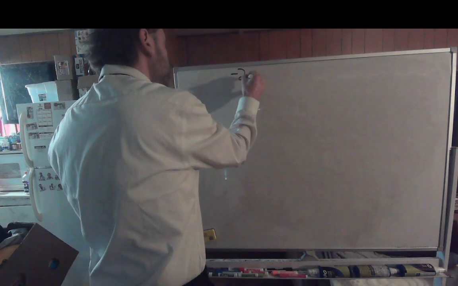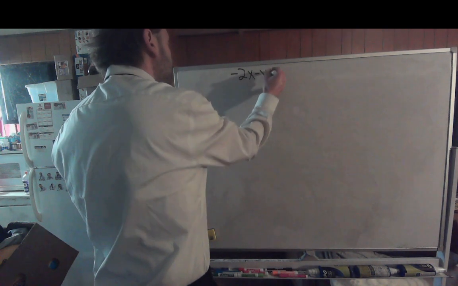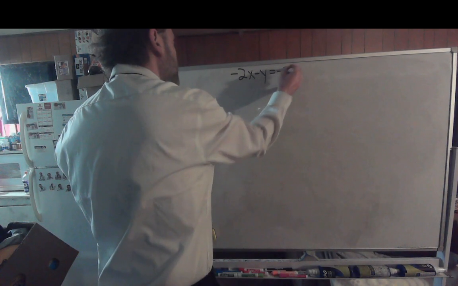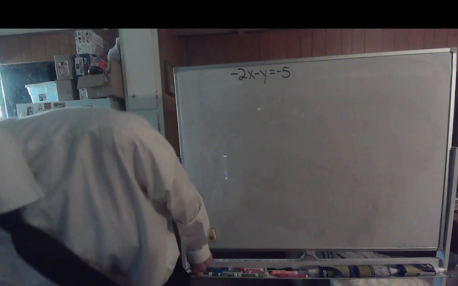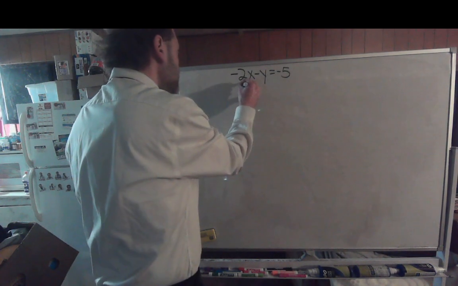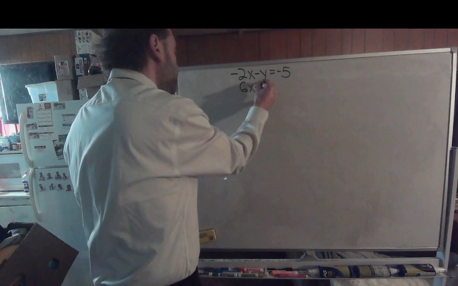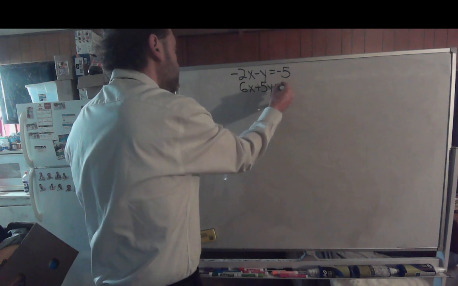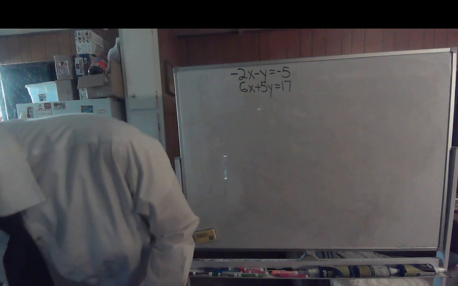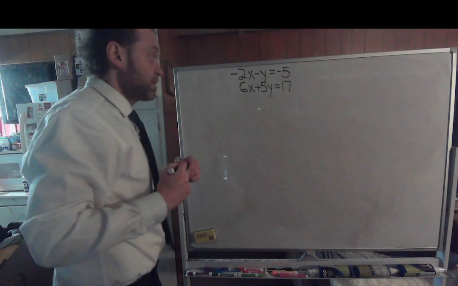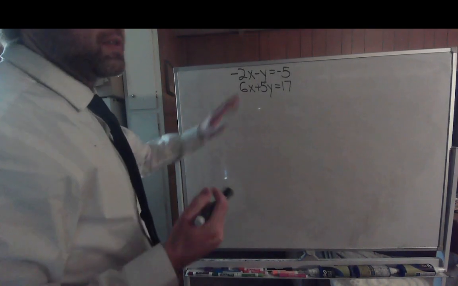Alright, -2x minus y equals -5. 6x plus 5y is equal to 17. Alright, so there's our next system. Now let's convert this into a matrix to start with.